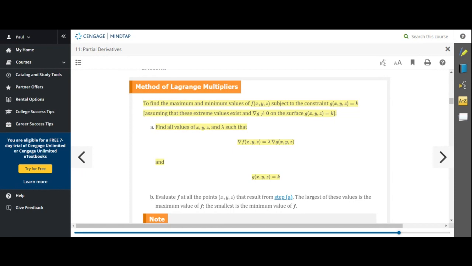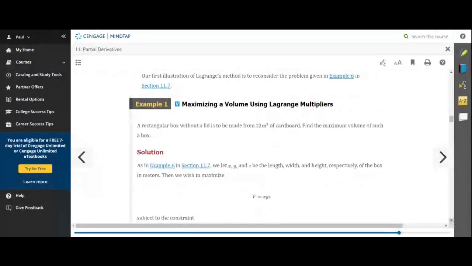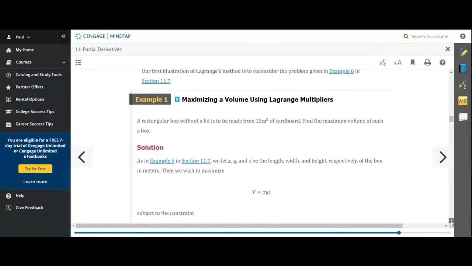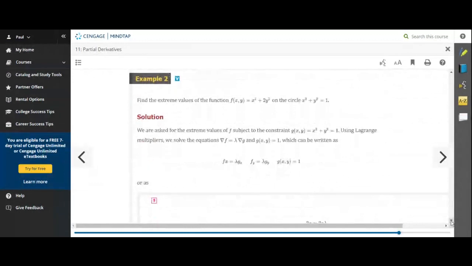But tell you what, in example 1 in the book, they have an example where you maximize the volume of a function using Lagrange multipliers. But what I want to do here is look at example 2. Example 1's a great example, and I'll let you look at it, but in the interest of time, I want to start off with a little more simple example.